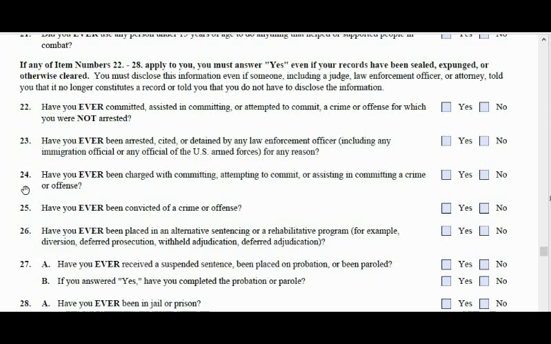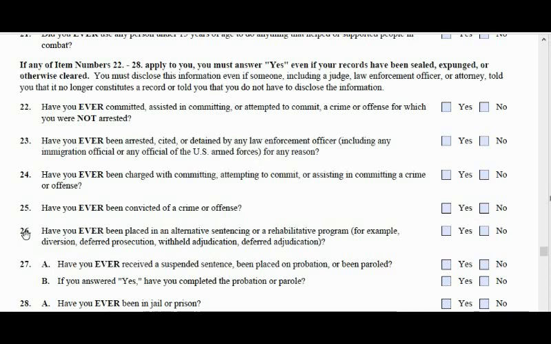On 24, have you ever been charged with committing, attempting to commit, or assisting in committing a crime or offense? Have you ever been charged with that kind of activity? If it's yes, you check yes. If it's no, you check no. 25. Have you ever been convicted of a crime or offense? If it's yes, check yes. Even if you're cleared, you spent time in jail, and everything's fine now, you still have to put yes. If it's not the case, you put no.